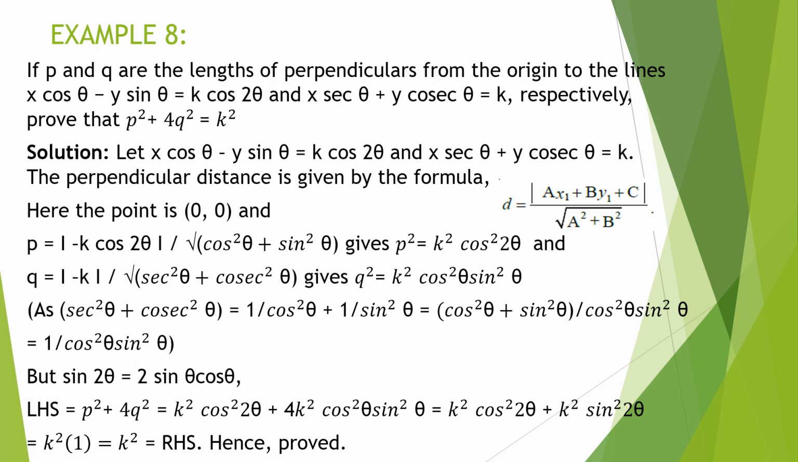So now the left hand side is P square plus 4Q square. P square is k square cos square 2 theta. 4Q square is 4k square cos square theta sin square theta. But put 2 sin theta cos theta as sin 2 theta, so it is k square sin square 2 theta. Ultimately it is k square into cos square 2 theta plus sin square 2 theta, which is 1. That is equal to k square. So hence we have proved P square plus 4Q square is equal to k square.